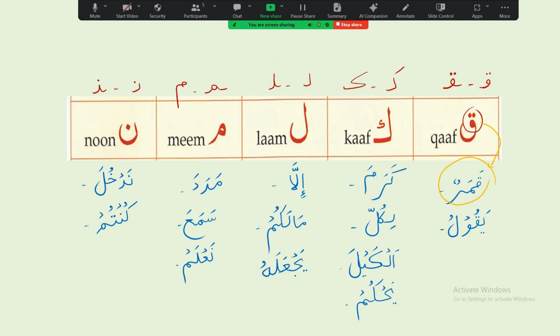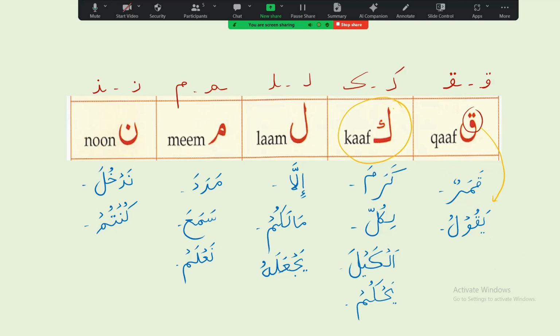Qamarun. Qaf is at the start here with two dots on top of it. Qamarun. Okay, so when qaf comes in the middle, the example can be yaqulu. Qaf is here, sisters, with two dots on top of it, like this. Yaqulu. Okay, now moving on to the next alphabet, which is kaf.